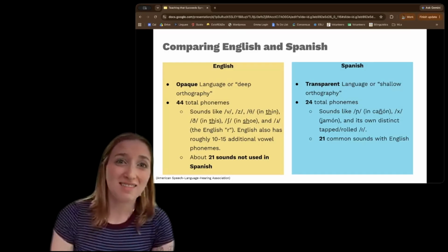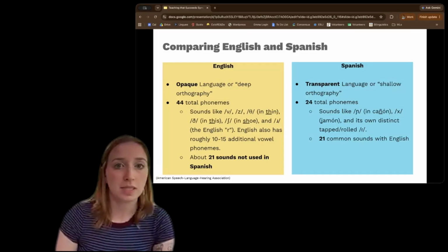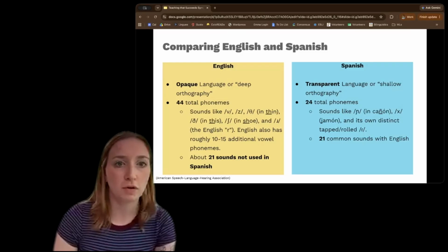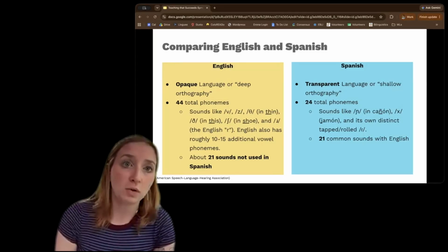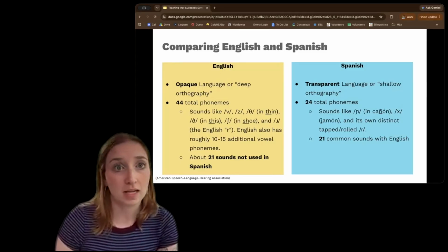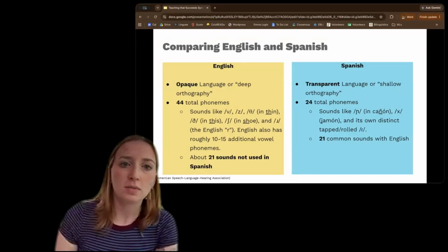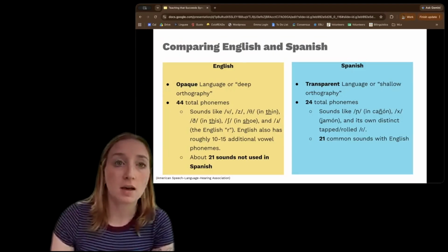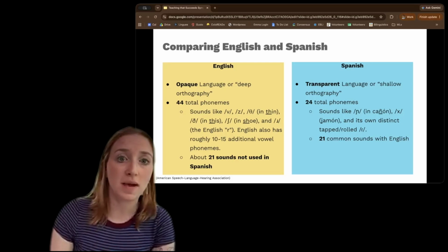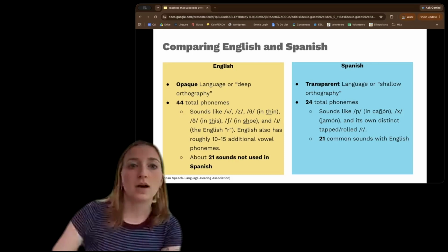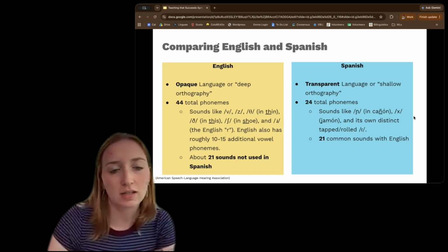So English has a lot more phonemes, a lot more sounds than Spanish does. We use 44 phonemes in English, and about 21 of those sounds do not exist in Spanish, which can make it very difficult for students to acquire English. Some of these are consonant sounds, like the th sound represented by TH in thin, or the th sound in this, which is a slightly different sound.